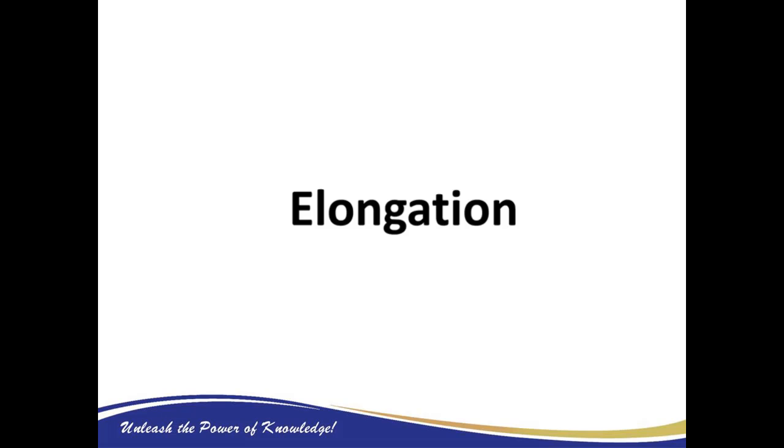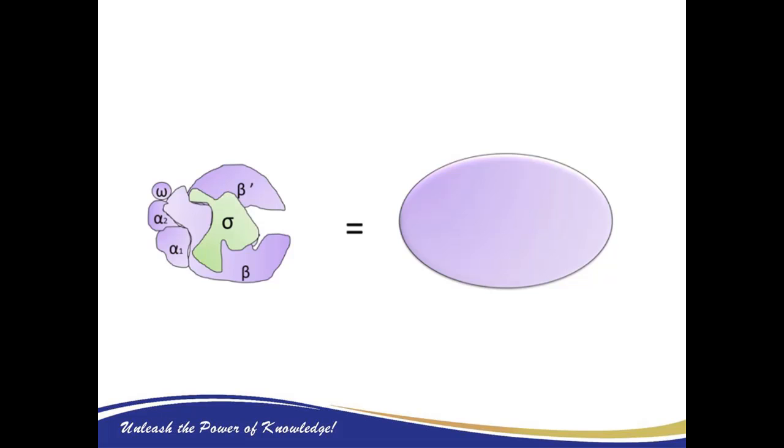Now the second step is elongation. Now for elongation step, for simplicity purpose, this RNA polymerase would be denoted as a bubble. Now RNA polymerase is a big enzyme having beta dash, beta, alpha, alpha 2, omega, and sigma subunit. Sigma subunit is part of the holoenzyme complex. The active zone is comprising beta and beta dash subunits.